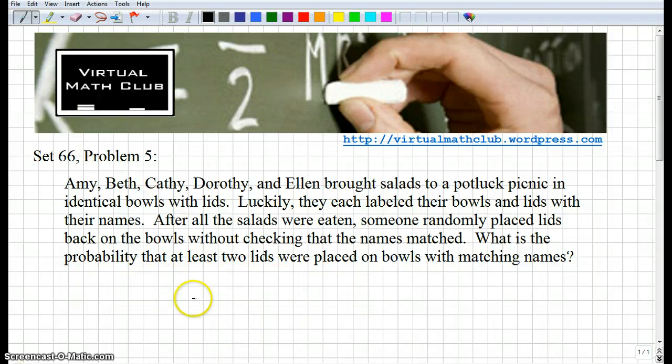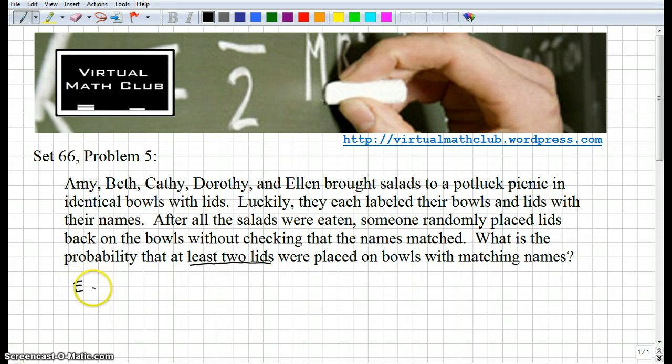Alright, well, probably the easiest thing to do here would be to do some casework. When we say at least 2 lids being placed on matching bowls, we either have exactly 2, exactly 3, exactly 4, or exactly 5 lids that match the bowls. So let's look at each one of those cases separately.